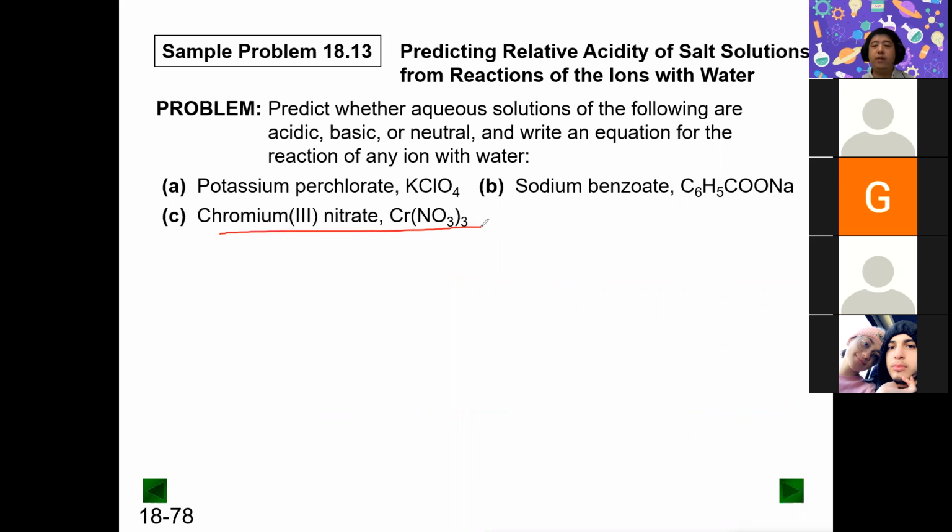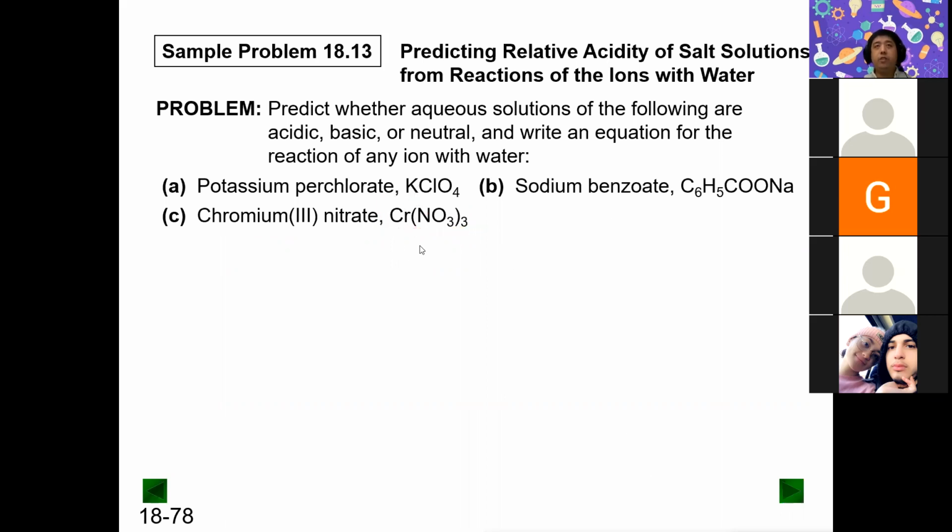Okay, last scenario. Is this going to be acidic, basic, or neutral based on the information that you see? Someone unmuted and tried to say something, didn't hear anything. Acidic. It is going to be acidic, that's correct. The reason why it's going to be acidic is not because of the strong acid anion, but because of the highly charged metal ion or metal atom.